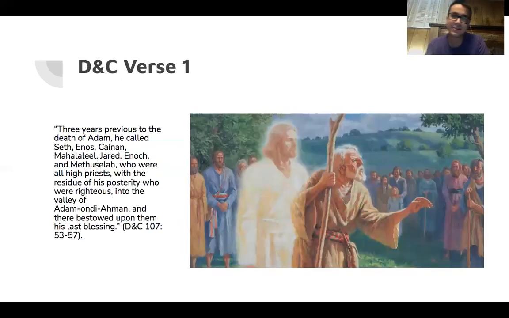Doctrine and Covenants, verse 1. This verse is in the middle of a bunch of little talks about the priesthood. All of a sudden it says, "Three years previous to the death of Adam, he called Seth, Enos," and all these other men who were high priests, "with a residue of his posterity who were righteous, into the valley of Adam-ondi-Ahman, and there bestowed upon them his last blessing." This is when he was something like 900 years old.